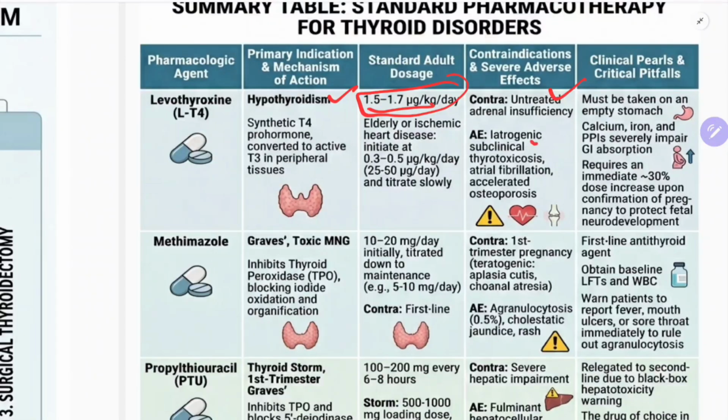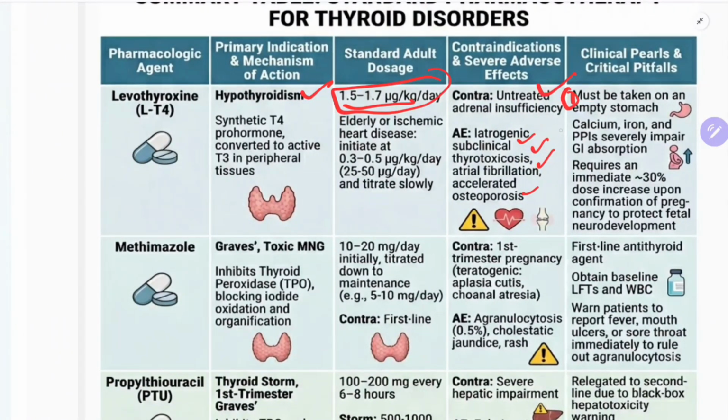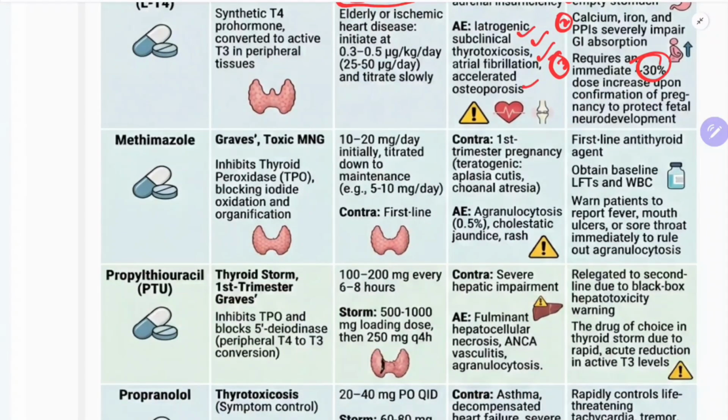Adverse effects: subclinical thyrotoxicosis, AF, osteoporosis. The important things I have discussed: it must be taken on an empty stomach, with a 4 hour gap from calcium or iron supplements. Some drugs, like anticonvulsants, increase excretion, so the dosage should be increased. Upon confirmation of pregnancy, you should increase the dose by 30%.